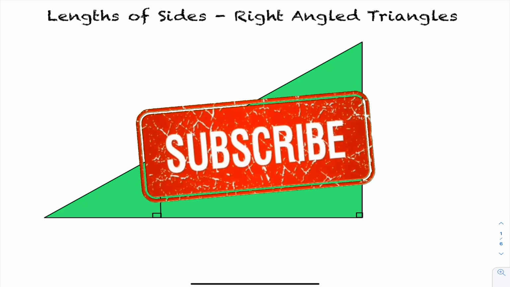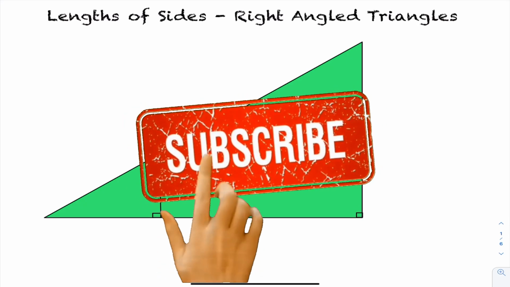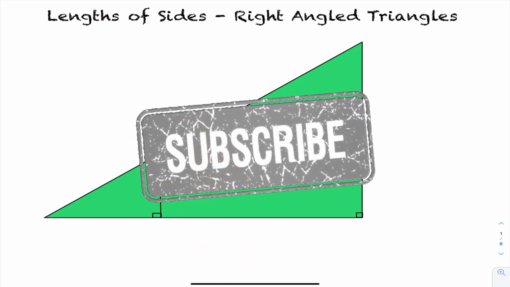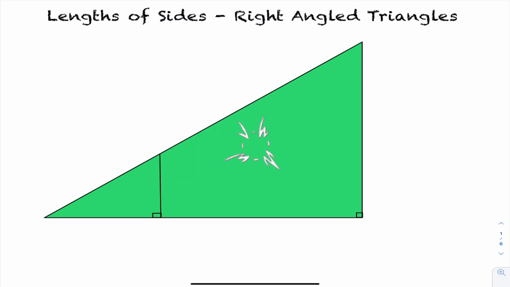In today's lesson, we're going to be solving for lengths of sides of right-angled triangles. In the previous lesson, we had talked about defining sine and cos about the unit circle. If you missed that lesson, I'll link it in the top right-hand corner.